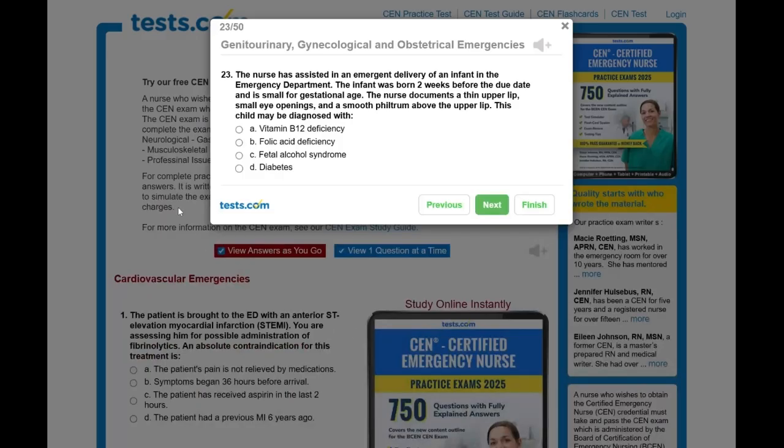Question 23. The nurse has assisted in an emergent delivery of an infant in the emergency department. The infant was born 2 weeks before the due date and is small for gestational age. The nurse documents a thin upper lip, small eye openings, and a smooth philtrum above the upper lip.